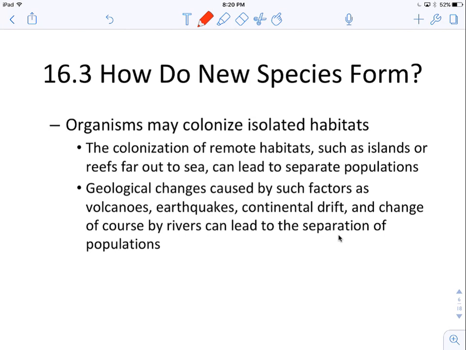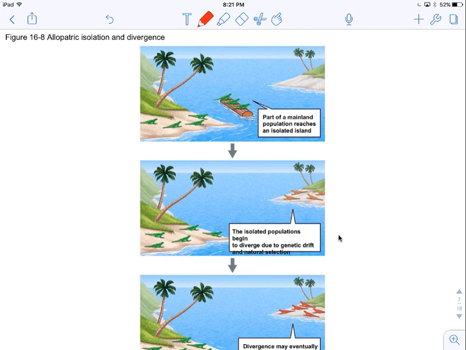You can have organisms colonize isolated, remote habitats. Islands or reefs far out at sea can lead to separate populations. Geological changes, volcanoes, earthquakes, continental drift, and rivers changing course can also lead to separation and put physical barriers between populations.